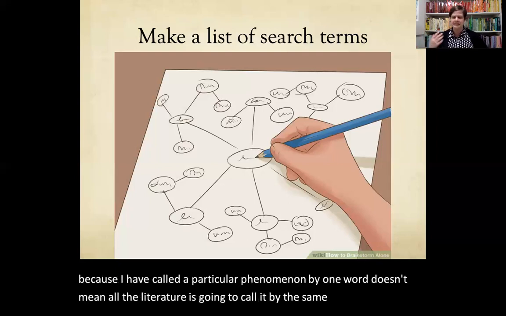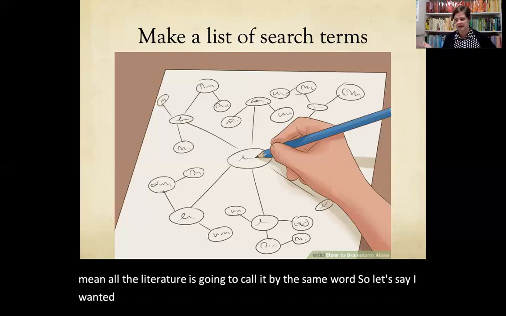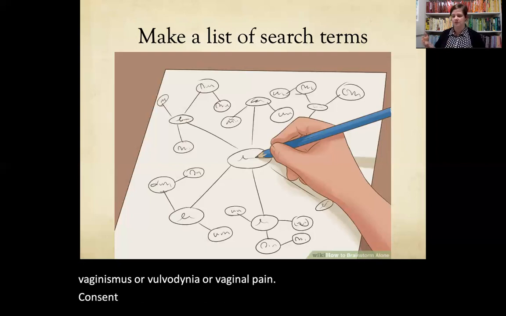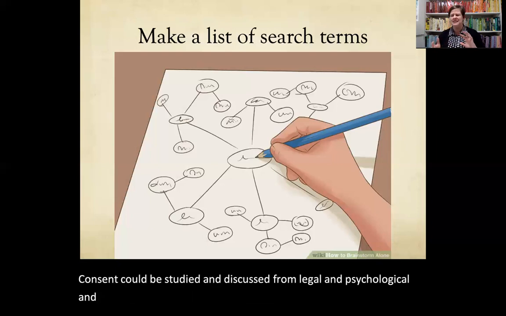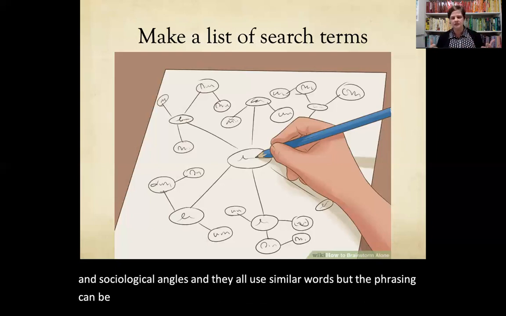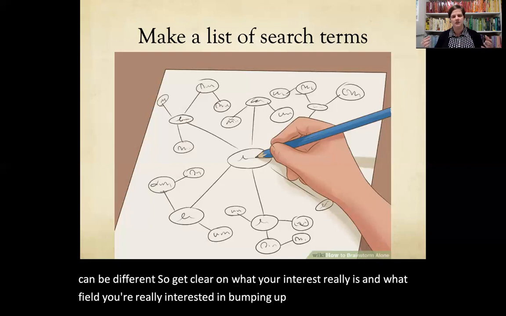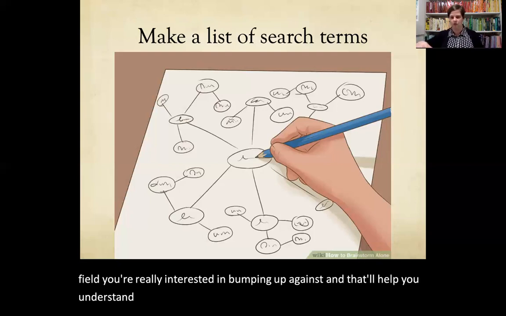So let's say I wanted to research intercourse pain. That could also be studied as vaginismus or vulvodynia or vaginal pain. Consent could be studied and discussed from legal and psychological and sociological angles, and they all use similar words, but the phrasing can be different. So get clear on what your interest really is and what field you're really interested in bumping up against, and that'll help you understand which words you should use for your searching.